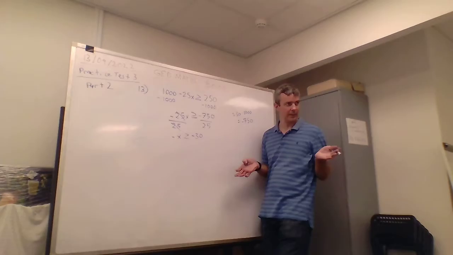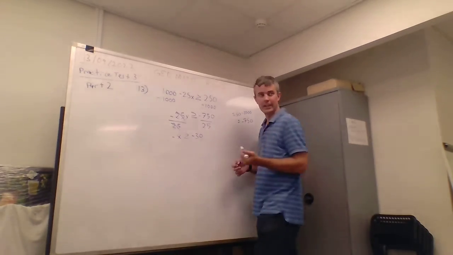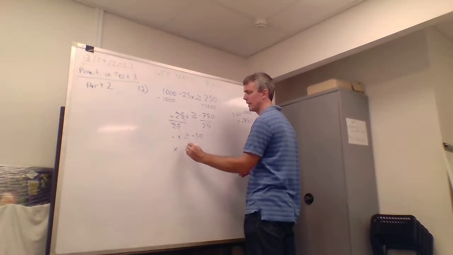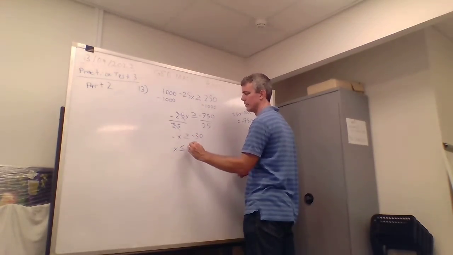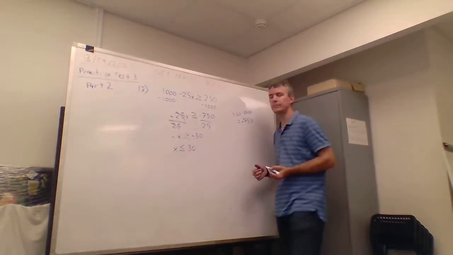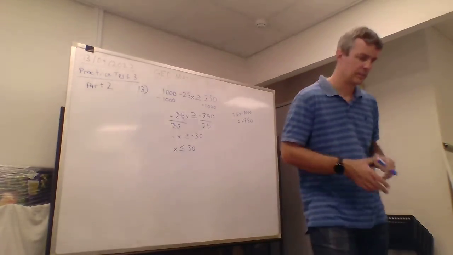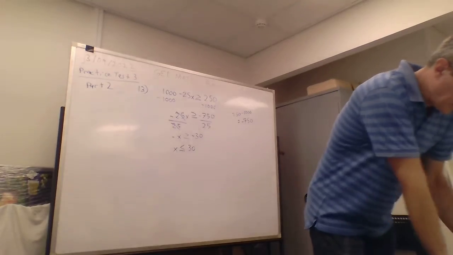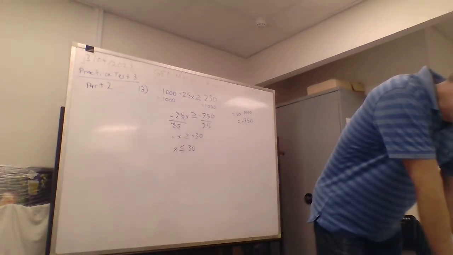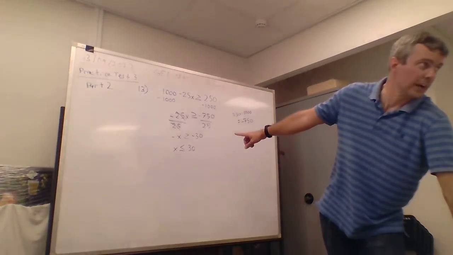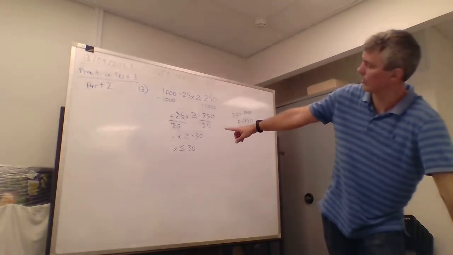Now we want x, right? So we can multiply by negative. This becomes x, but since we multiply by a negative, we switch the sign. So x is less than or equal to 30. It says the pharmacist can fill 30 bottles or fewer. It's A, because this is 30 or less.